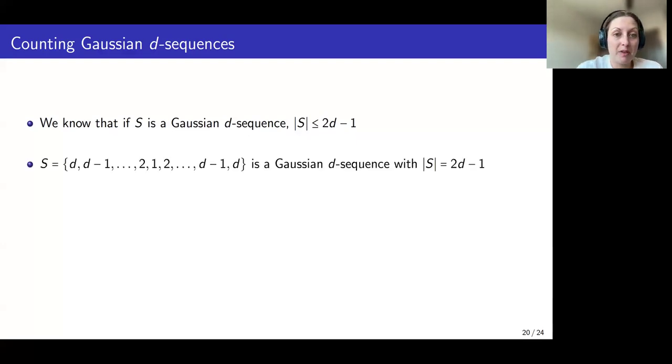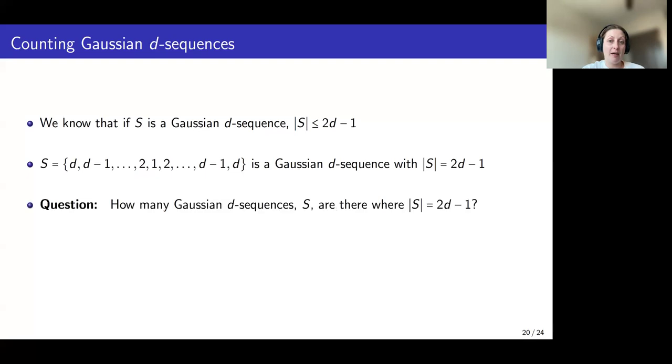And so based on that nesting example, we can generalize that and see that this sequence that goes D minus 1, D minus 2, all the way up to 1, and then back down to D, this is a Gaussian D sequence that achieves this maximal size. But we could ask, okay, is this the only one, right? Or kind of like how many of these sequences can achieve this maximal size? Another way to say that is how many different types of Gaussian Voronoi diagrams do we have that have this maximum number of connected components?